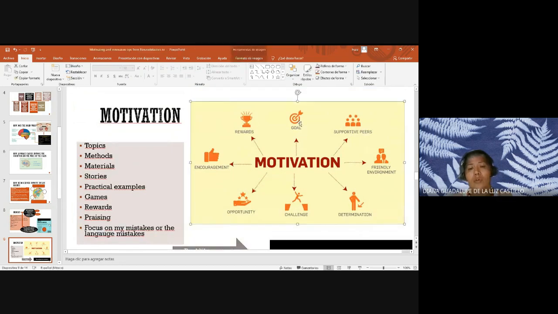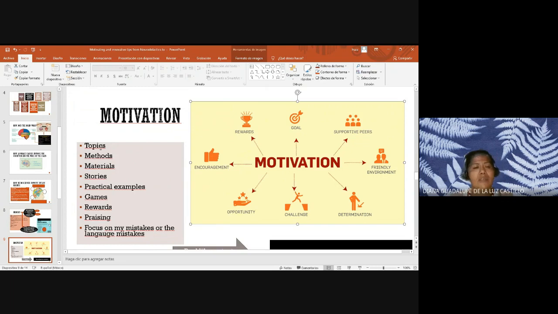We need to set goals in our class. We need to have supportive peers. We need to have a friendly environment. We need to know what to teach and what to do. We need to challenge them. We need to tell them you can do it. We need to give them opportunities to speak, opportunities to participate, and we need to encourage them and praise them, saying, "Well done." It doesn't matter if you made mistakes, but do it.